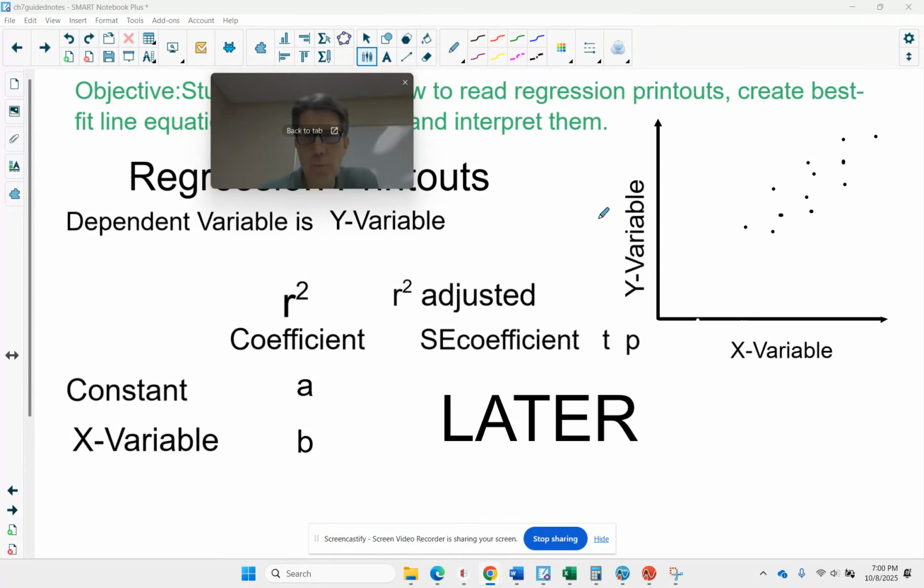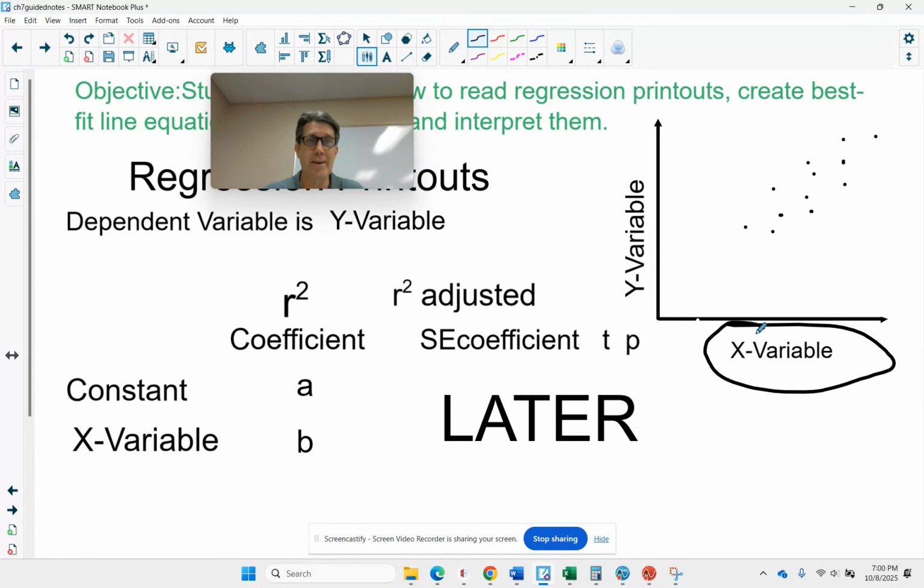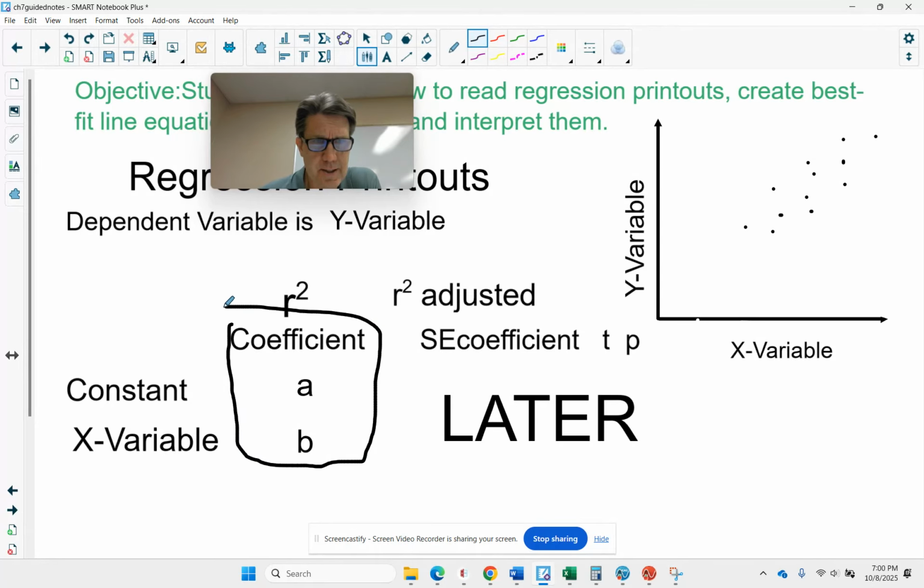Oh, I have it on white for some reason. Anyway, let's get it on a different color. The X variable, of course, is on the X axis. The Y variable is here. So make sure you're reading those things, looking, what's my X variable? What's my Y variable? Then you will see something called the coefficients.